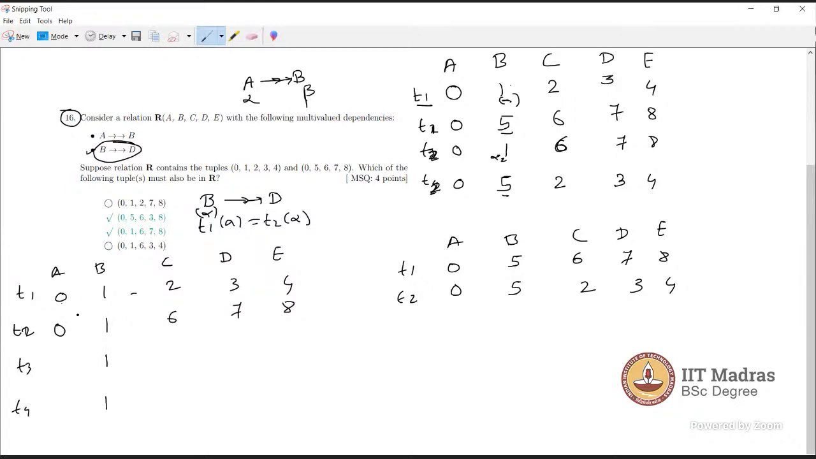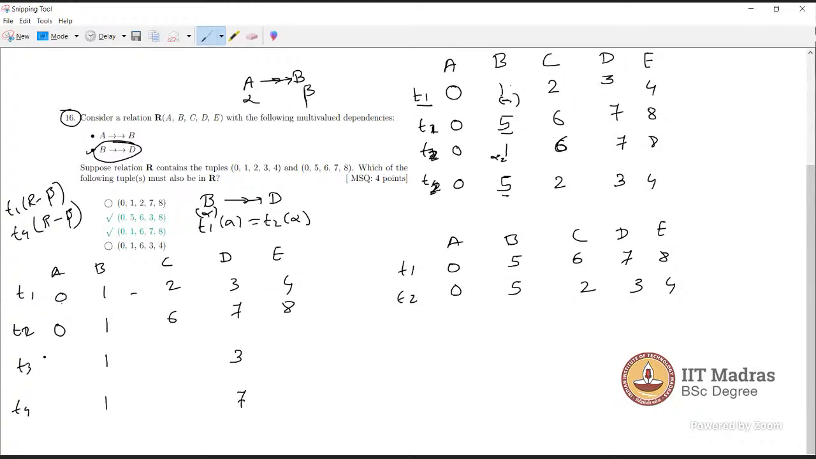Now T1 beta equals T3 beta, right? So T1 beta is D equals T3 beta, that is 3. And T2 beta equals T4 beta, that is 7. And now T1 R minus beta equals T3 R minus beta, right? So T4 R minus beta equals T4 R minus beta. So here R minus beta means A, C, and E, right?